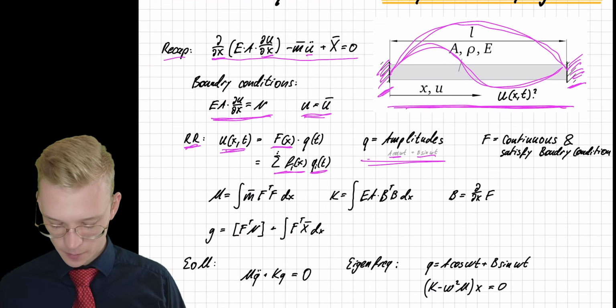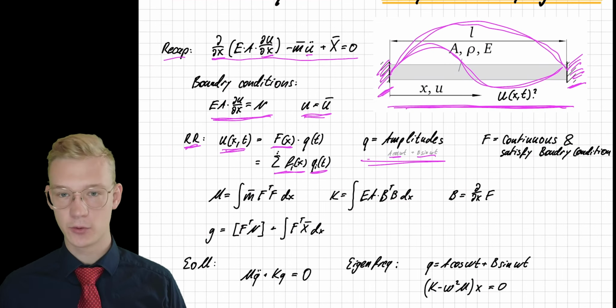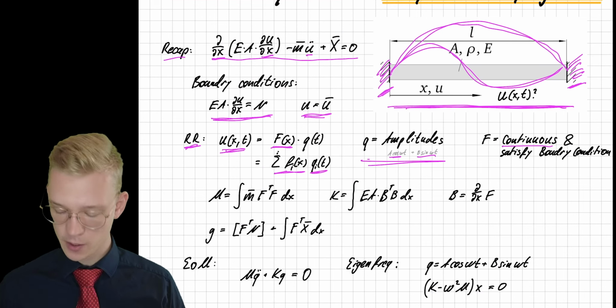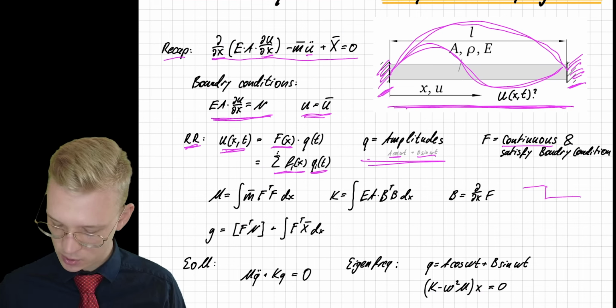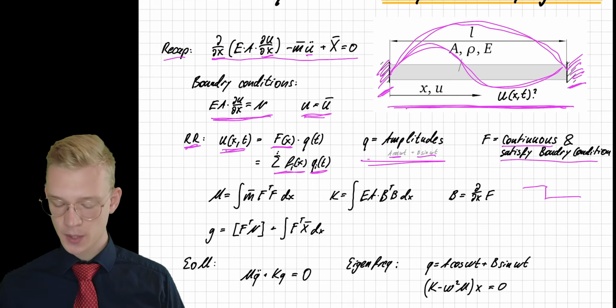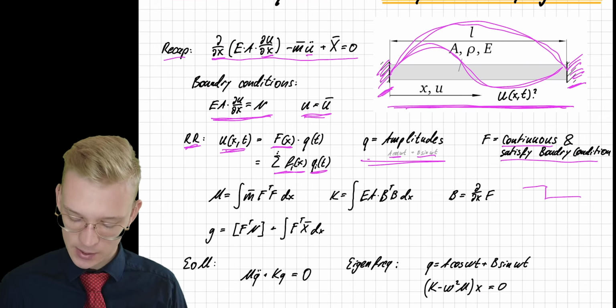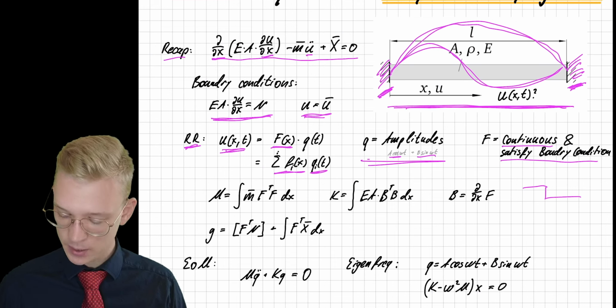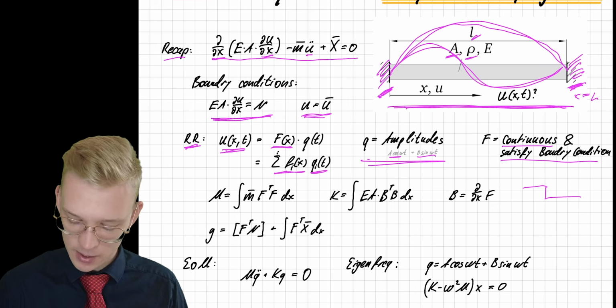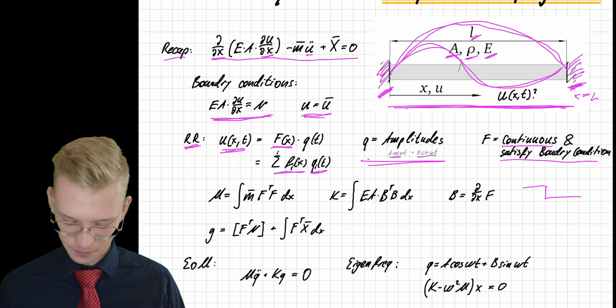The conditions that our functions have to fulfill are, first of all, that they are continuous, so we can derive them. So we can't use a step function or something else. And they have to satisfy the boundary conditions. The boundary condition in our case is that it is fixed at x equal to 0 and at x equal to L. So we have length L. We have the area, the density, and the Young's modulus.